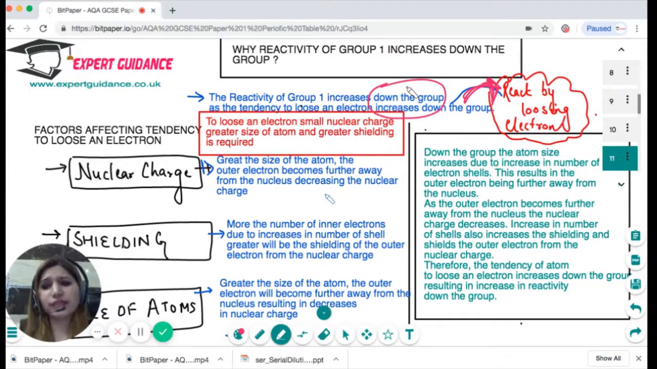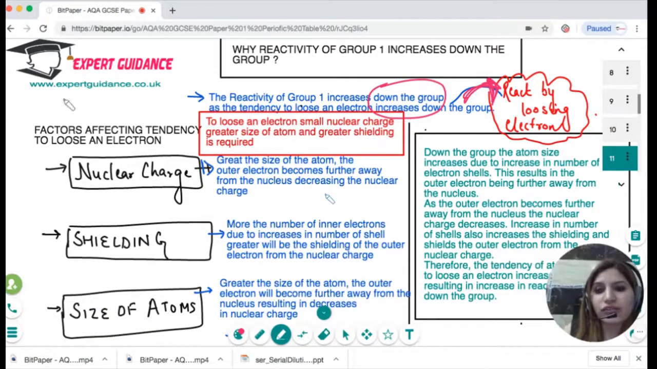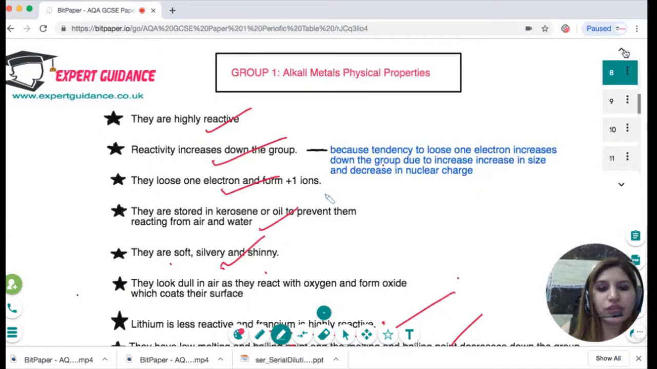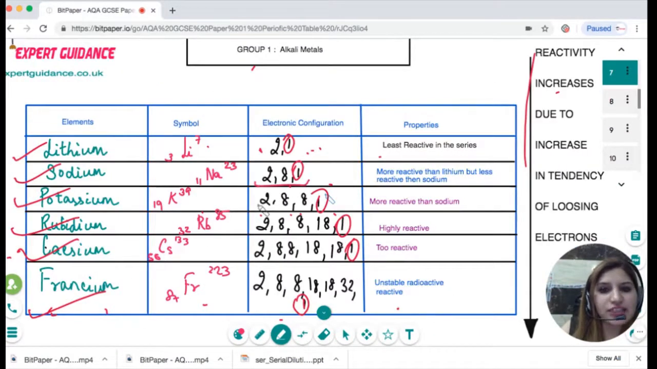Now the question is, why does it increase down the group? Now, the tendency to lose an electron depends on these three factors, and all these three factors contribute to an increase in tendency of the alkali metals to lose an electron down a group. First is the nuclear charge. Now, if the nuclear charge is smaller, the outer electron will be weakly held by the nucleus and can be lost easily. So once we go down the group, if you see the electronic configuration of the group 1 elements, can you see that the shells are increasing? So there are more electrons being added. So the atom is getting bigger in size.